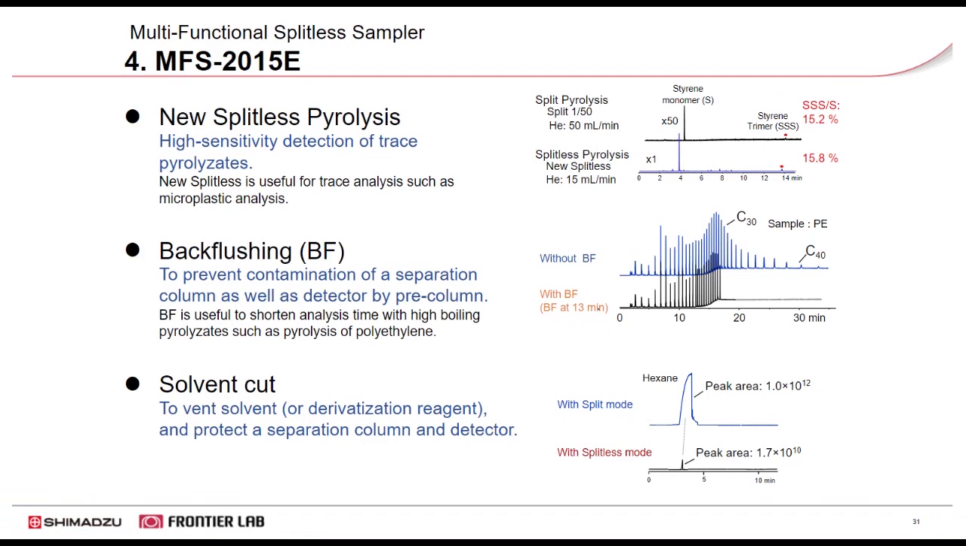Higher boiling point compounds in pyrolysate tend to remain in a separation column, resulting in ghost peaks. So the multifunctional speedless sampler prevents contamination of the separation column by backflushing the high boiling compounds in the pre-column, thus significantly shortening the analysis time. And you can also perform solvent cut to vent the solvent and protect your system.